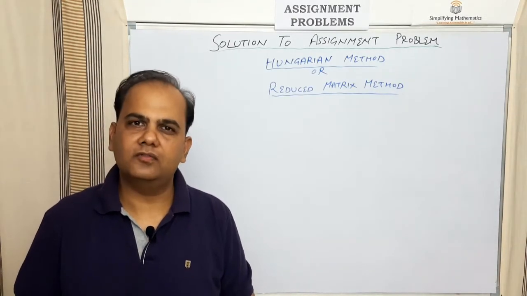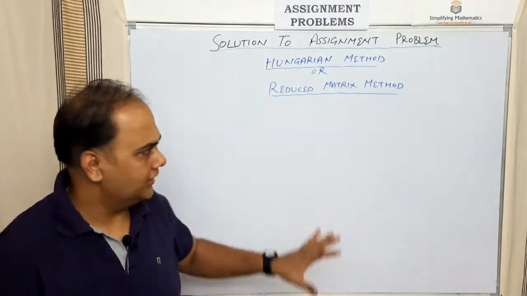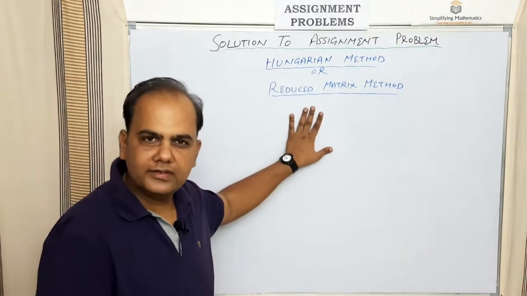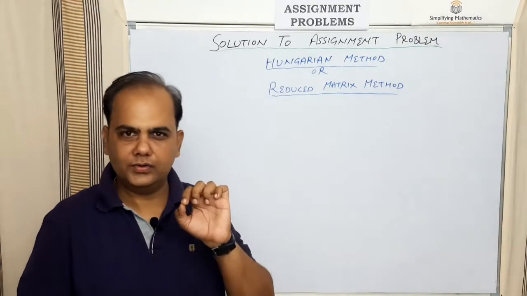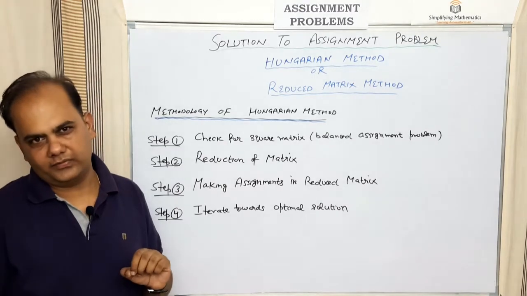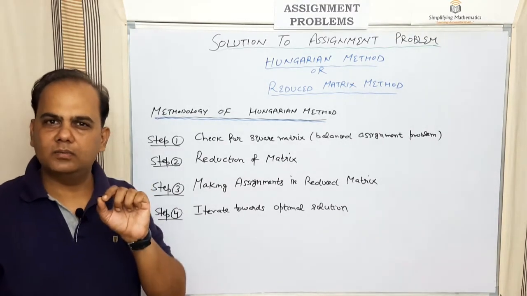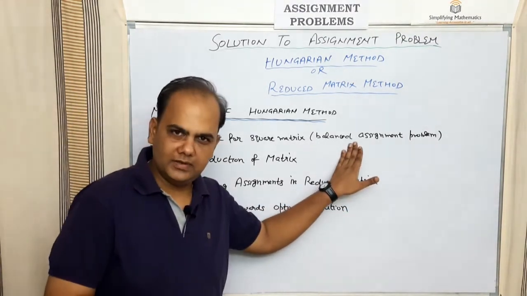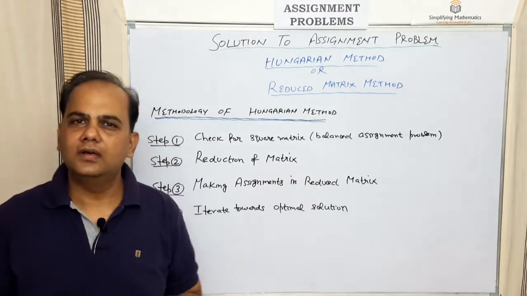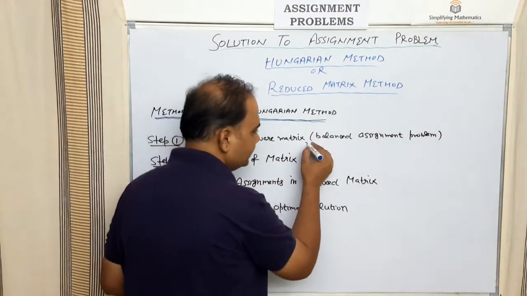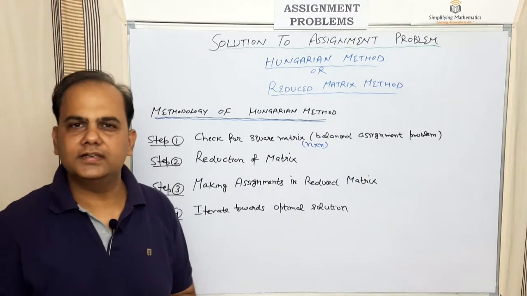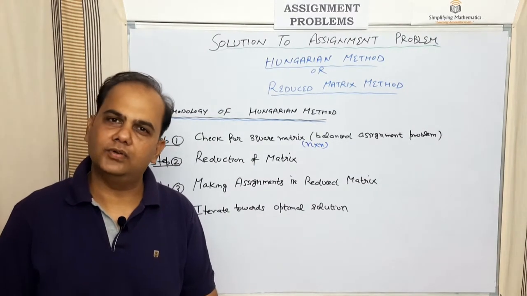There is only one method of finding the solution to any assignment problem, and that is called the Hungarian method or reduced matrix method. Now what are the various steps in this method? The first step is you have to check for a square matrix. That is, you have to check that the assignment problem should be a balanced assignment problem. Balanced assignment problem means the number of rows should be equal to the number of columns. That is, the matrix should be a square matrix. If the matrix is not square, then make it square by adding a dummy row or dummy column.